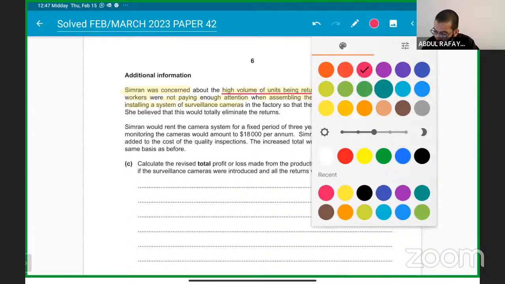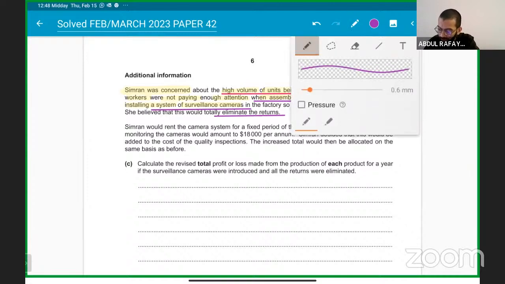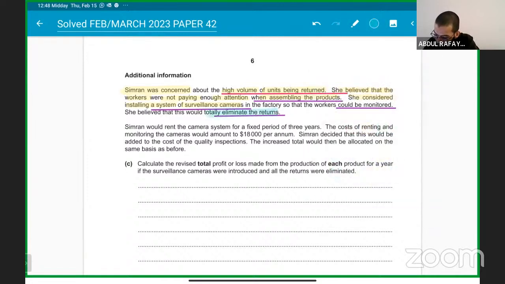So she is concerned about it, and what she is planning to do is, she has found out the reason that workers are not paying attention when they are assembling the products. So she is considering installing a system of surveillance cameras in the factory, so that workers' progress could be monitored. She believed that this would totally eliminate the returns. Getting it, guys? Clear?